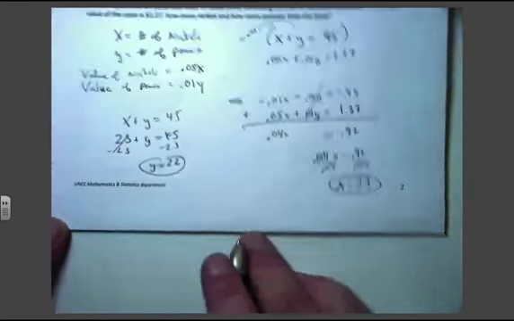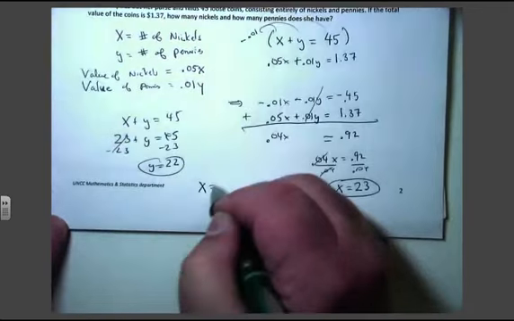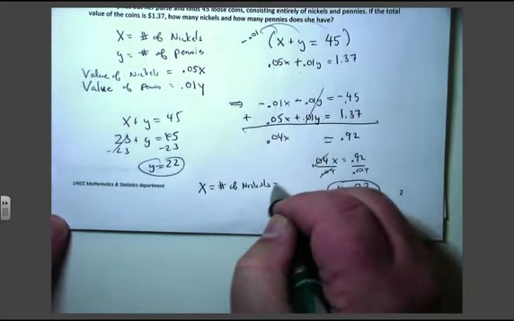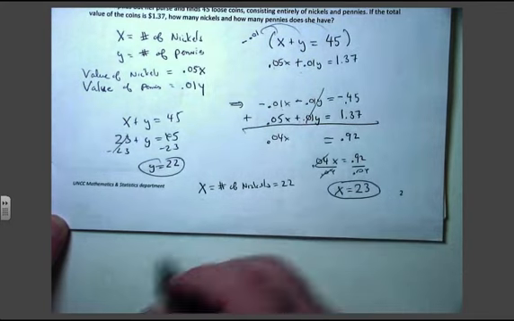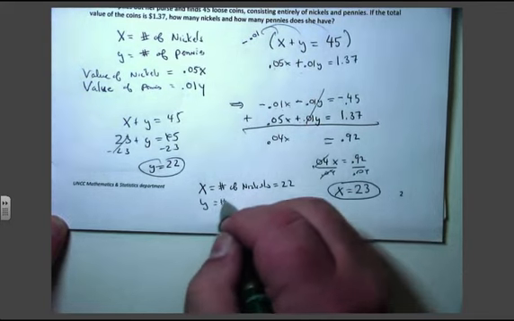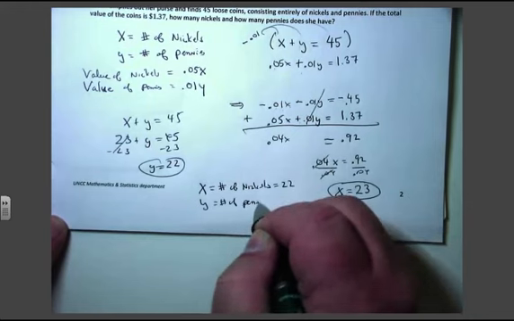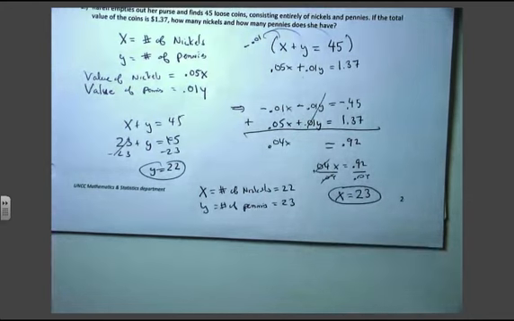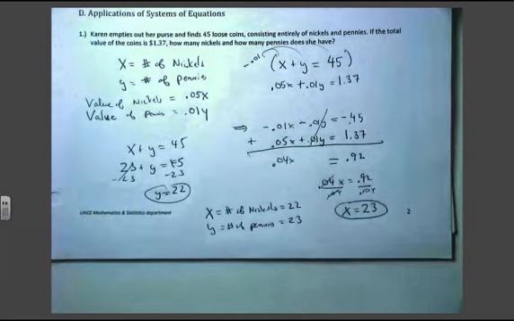And that tells me this. X, which is the number of nickels, equals 22. I got 22 nickels. Y, which is the number of pennies, equals 23. I got 22 nickels and I got 23 pennies. Or, sorry, Karen has 22 nickels and 23 pennies.